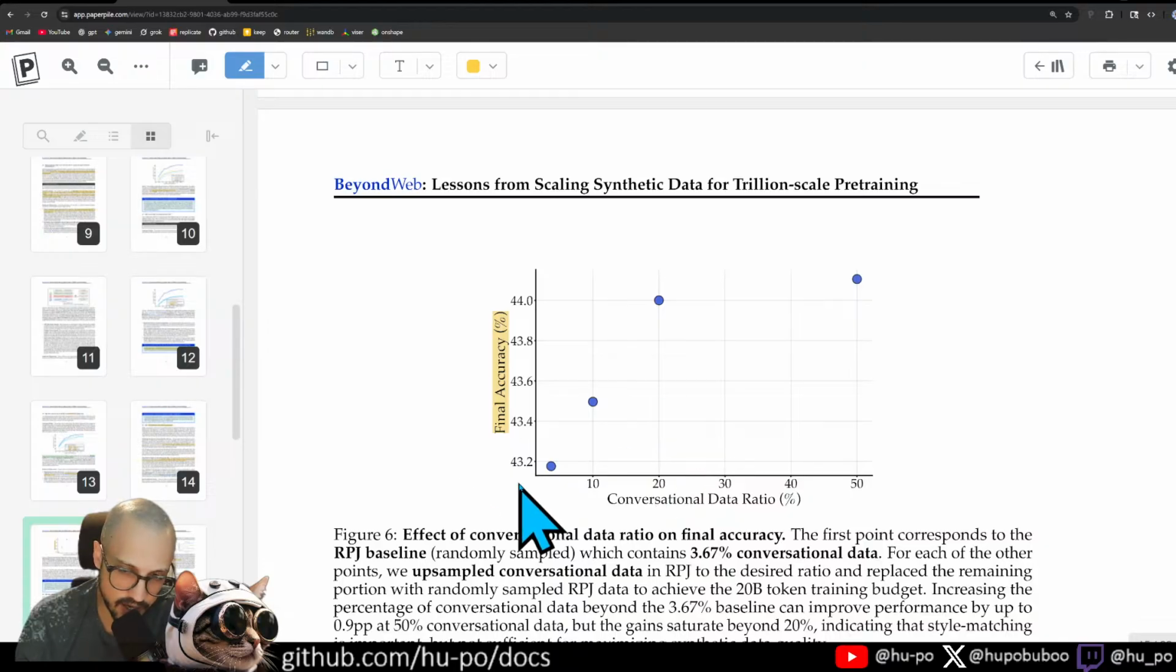And this looks a lot more impressive than it is, right? Obviously you're like, holy shit, wait a second, 50% conversation data, we get much higher. But look at the y-axis. We're talking about 43.2 versus 44. So it doesn't seem to be a huge difference, but there is something there. There is a kernel of truth in this idea that style matching to conversation style could actually improve the quality of that data.